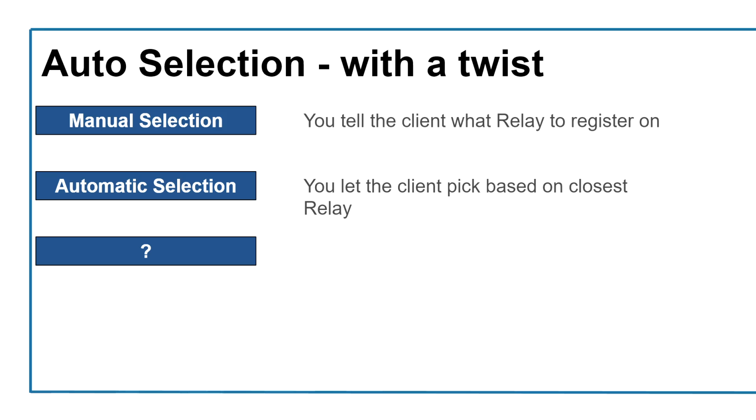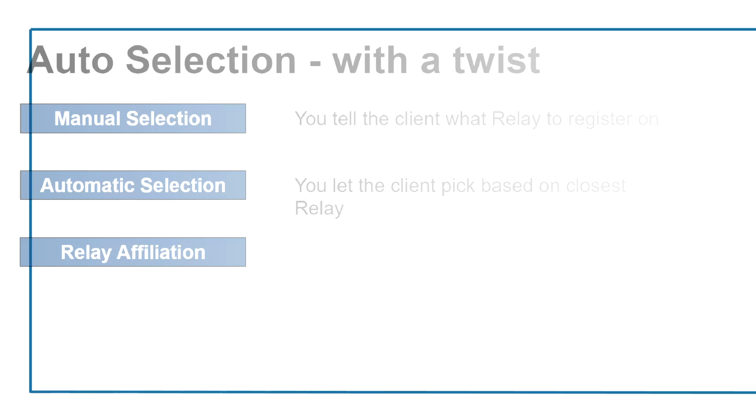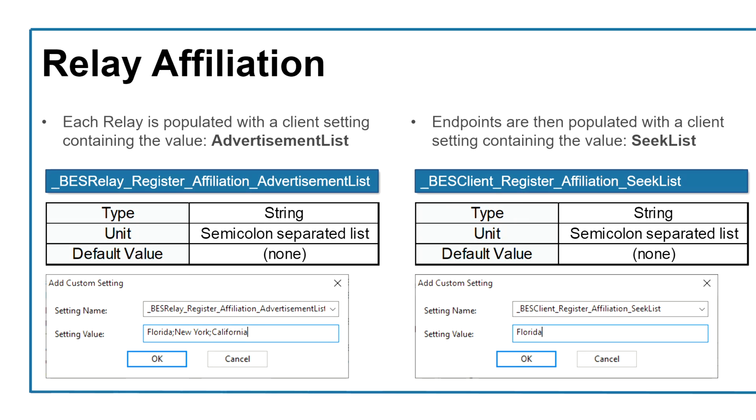But there is a third option, one which combines the best parts of both manual and automatic selection: relay affiliation. Relay affiliation uses the automatic selection method, but by defining a subset of relays from which the client can choose in a setting called advertisement list, the operator can in effect allow the client to make its own choice about which relay to select, only within the parameters of that list. When configured with a seek list setting, clients will attempt to select from that subset of relays before attempting to connect with any others, even if those others might be more optimally located on the network.